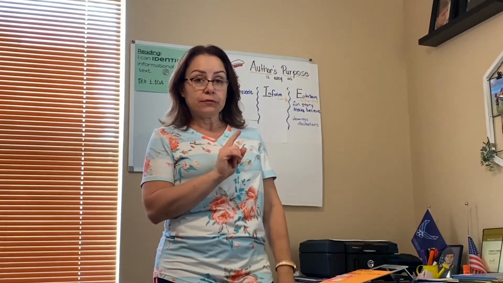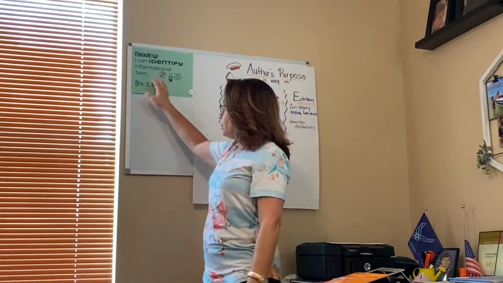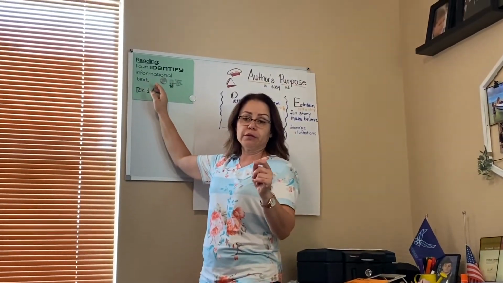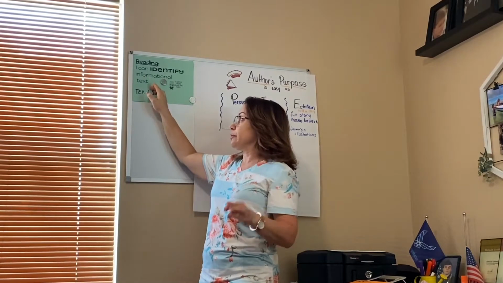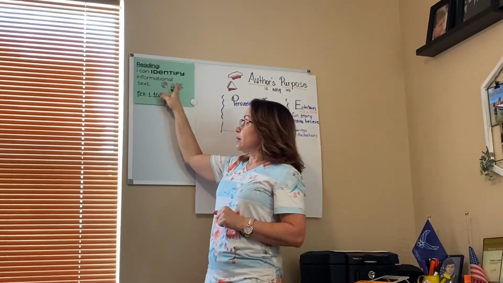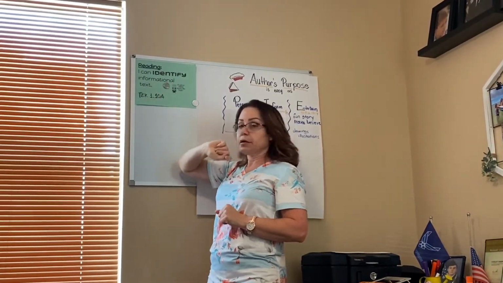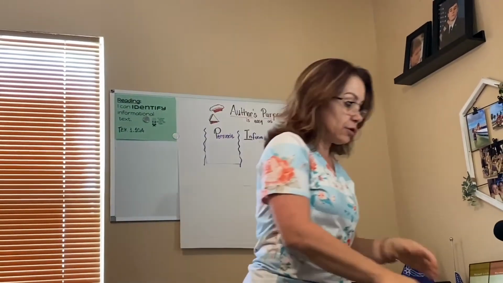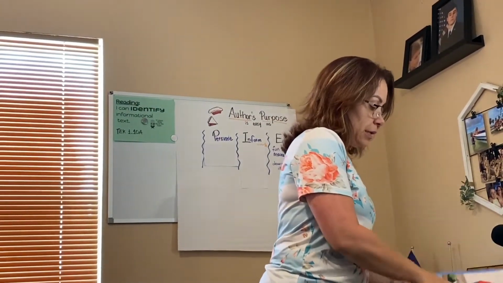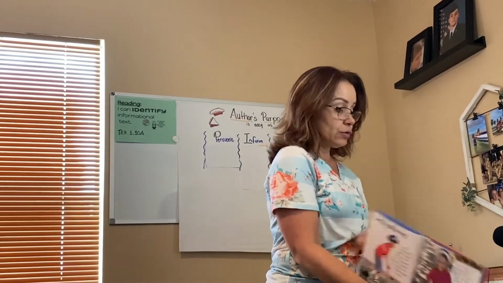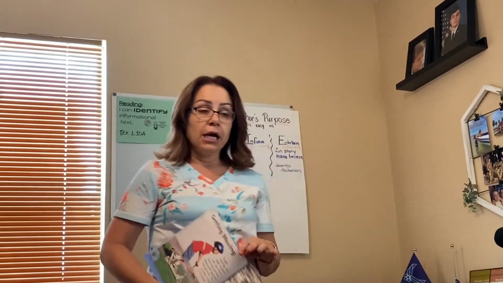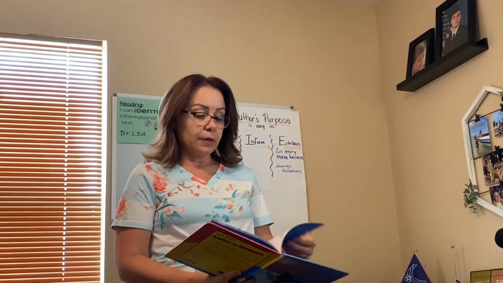So let's read our objective together, all right? When I count to 3, okay? Everybody read with me. 1 and 2 and 3. I can identify informational text. All right? There you go. So, informational text. I'm going to show you some examples of informational texts. And I'm going to show you some characteristics, okay, of this type of reading.